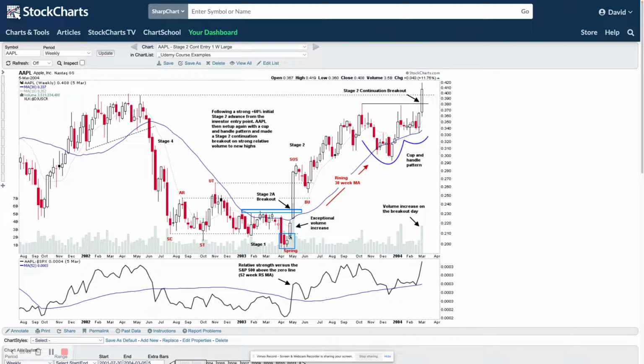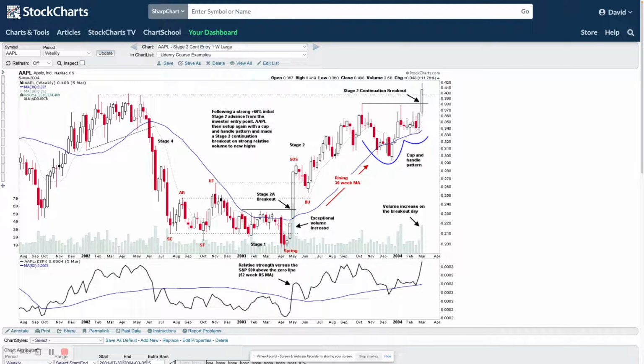So following the spring in here, you've got early Wyckoff entry points as it comes back through, and then you've got the stage analysis entry point at the stage 2A breakout point there. So when we look at this chart, as I said, you can see various things on here. We've got the relative strength versus the S&P 500 moving above the zero line.